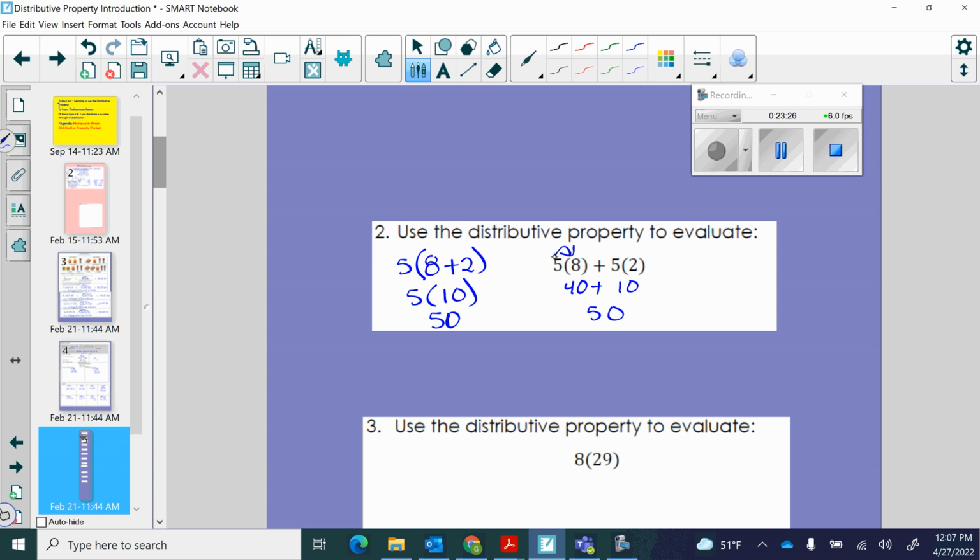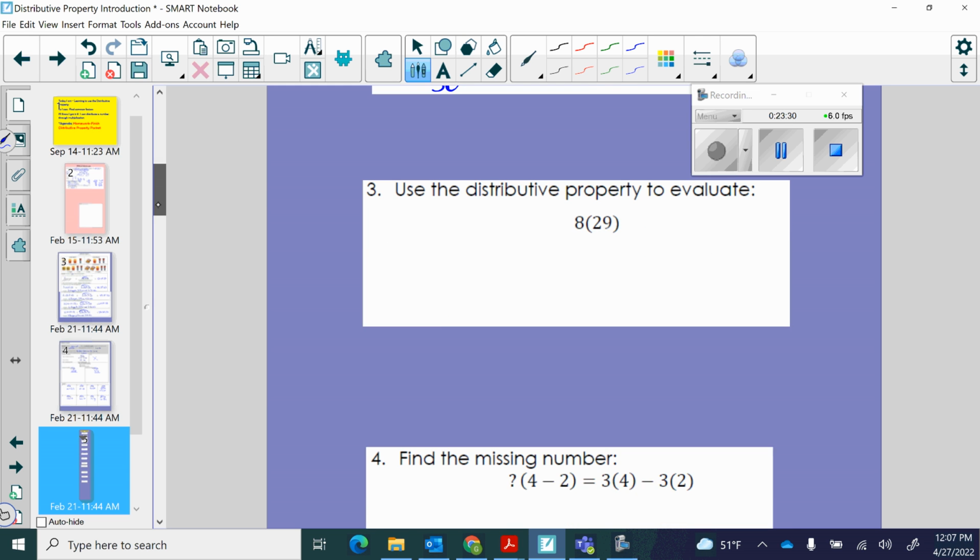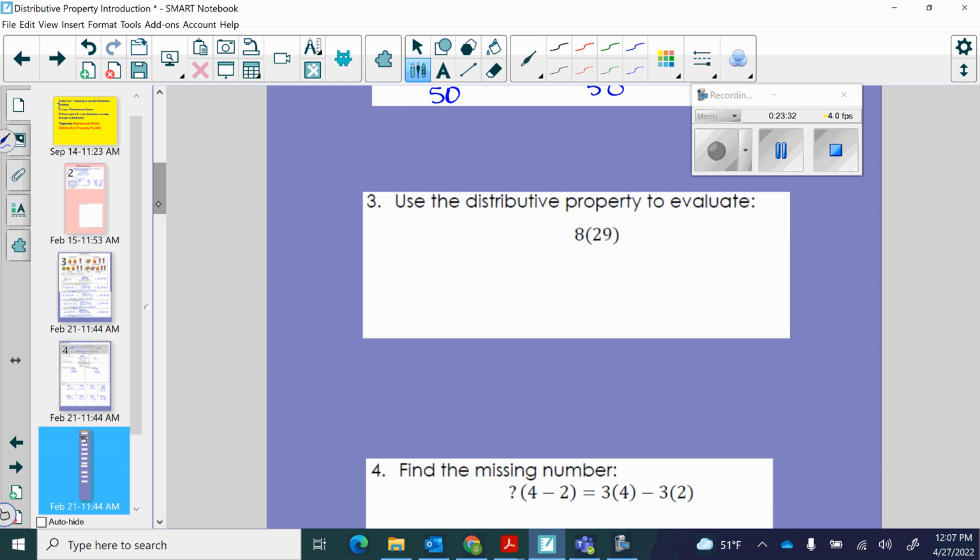All right, try number 3. Here is a hint, guys. We do not want to see you multiplying 8 times 29. We want you to break up that number into pieces and multiply it using the distributive property. So I'm going to let you think on that for a minute. Raise your hand when you have an answer. Your work should not be 8 times 29.